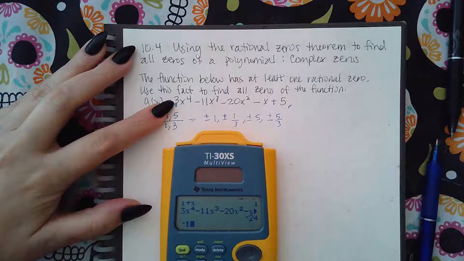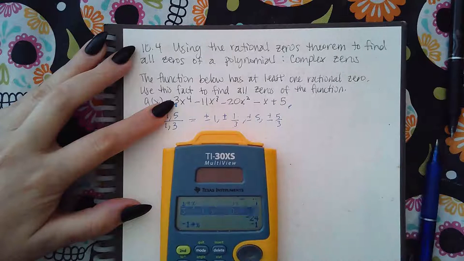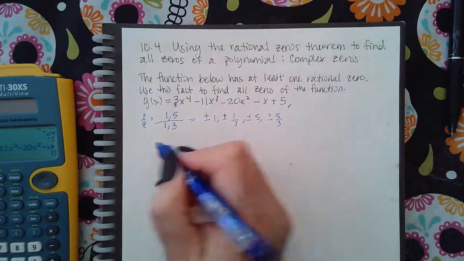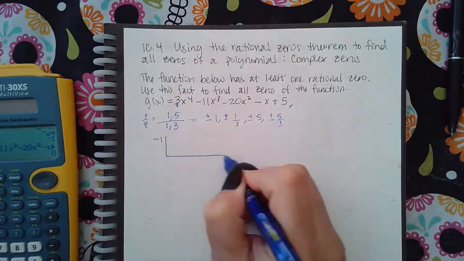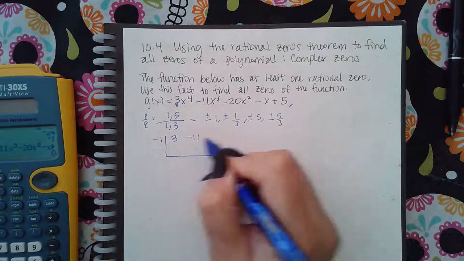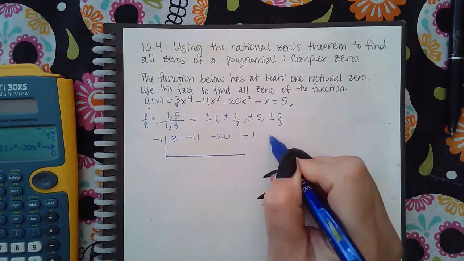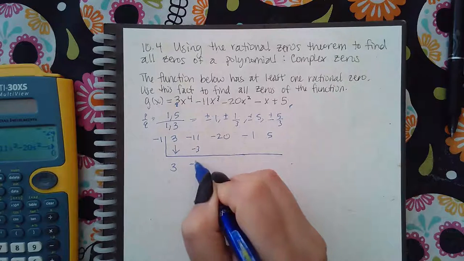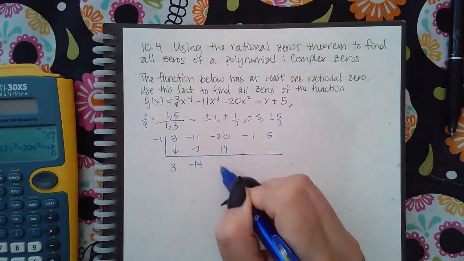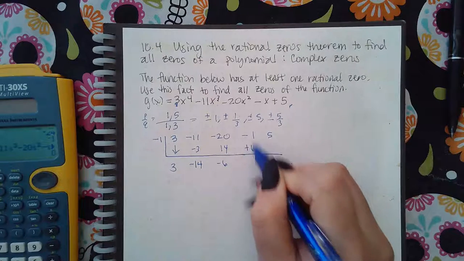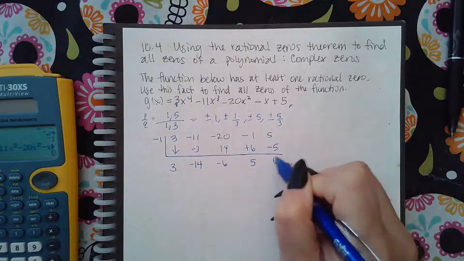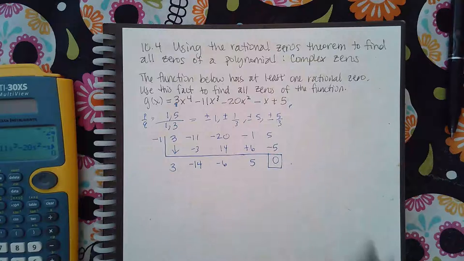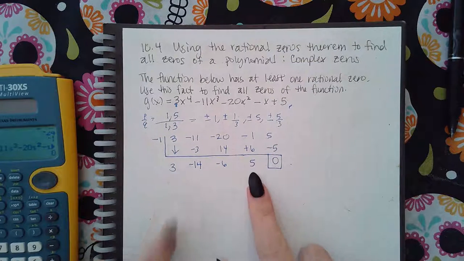Now I'm going to do negative 1. Plug it in, I get 0. So I know that negative 1 works. So I plug negative 1 into the synthetic division. I'm going to have 3, negative 11, negative 20, negative 1, and 5. There's no missing terms, so we're good there. Okay, and then this is what I end up with. And luckily, it has the same Q and the same P.